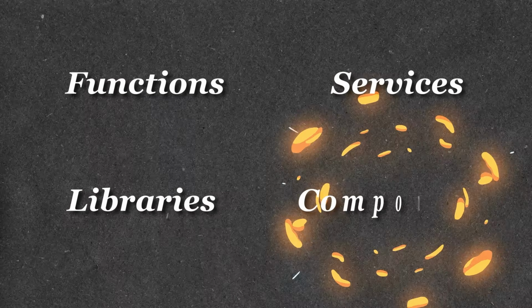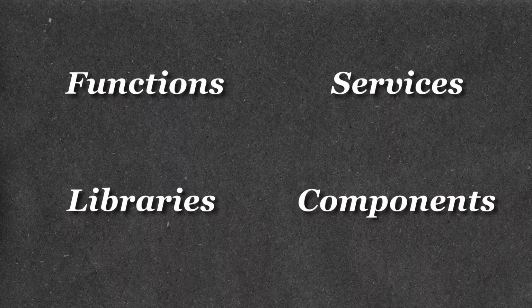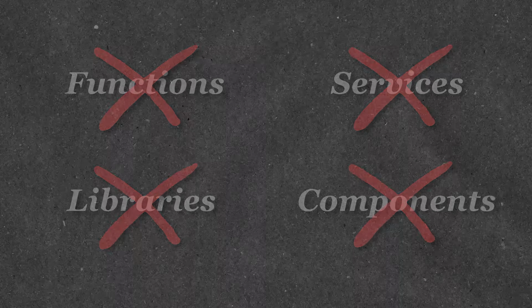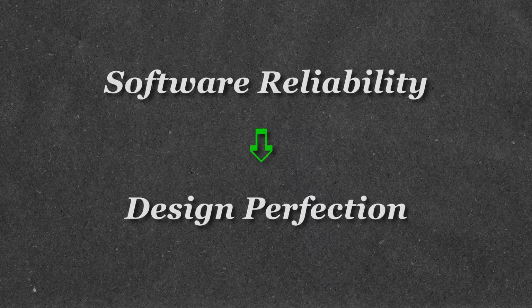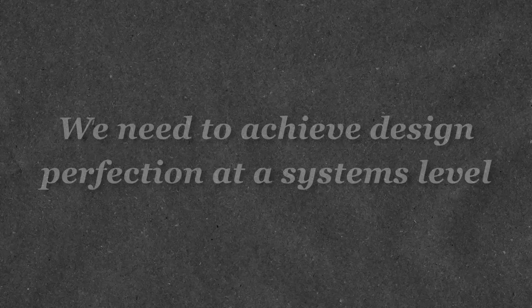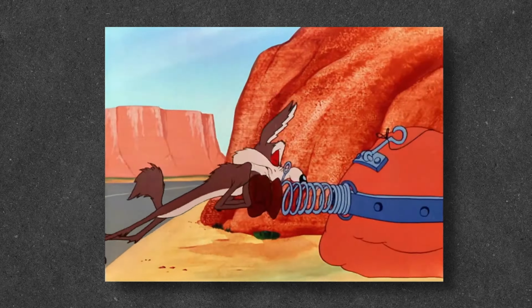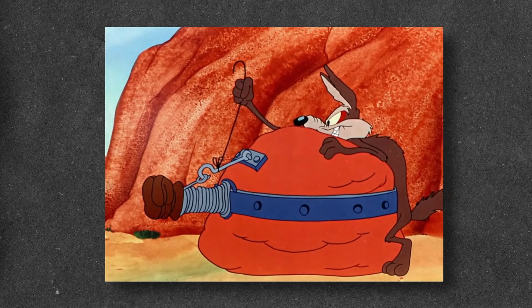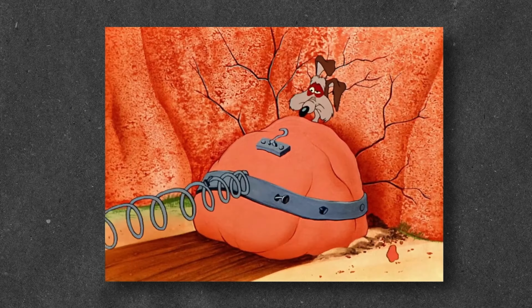On a technical level, we may design and implement functions, services, libraries, and components, but customers care about their experience, not our technology implementation details. Remember when we said that software reliability depends on design perfection? When designing software, we need to achieve design perfection at a systems level. A single operation that performs flawlessly means very little to a user if all other operations in the system are completely unreliable.